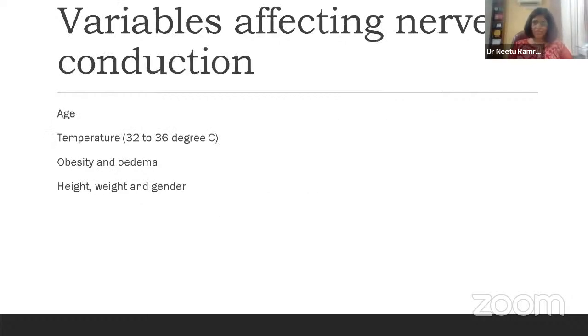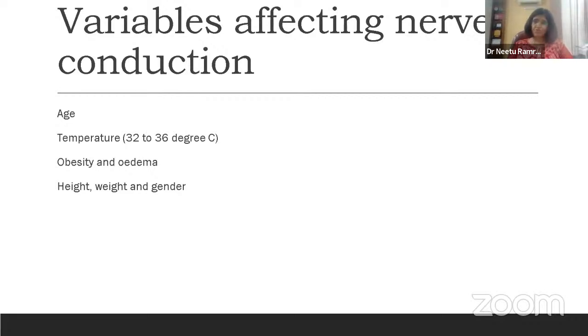Now, there was some discussion about temperature a little while ago. So what are the variables which affect nerve conduction? The age of the patient, the temperature. Ideally, all electrophysiology labs should standardize the temperature when nerve conduction studies are being done. The ideal recommended temperature is between 32 to 36 degrees centigrade. If it's too cold, the hand should be warmed before the study is started.